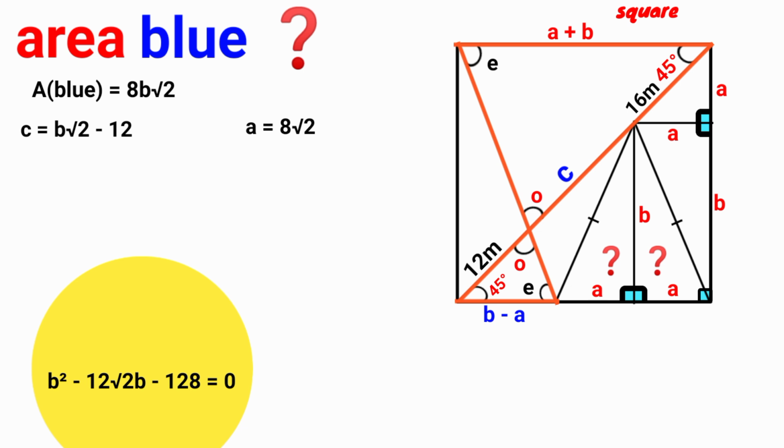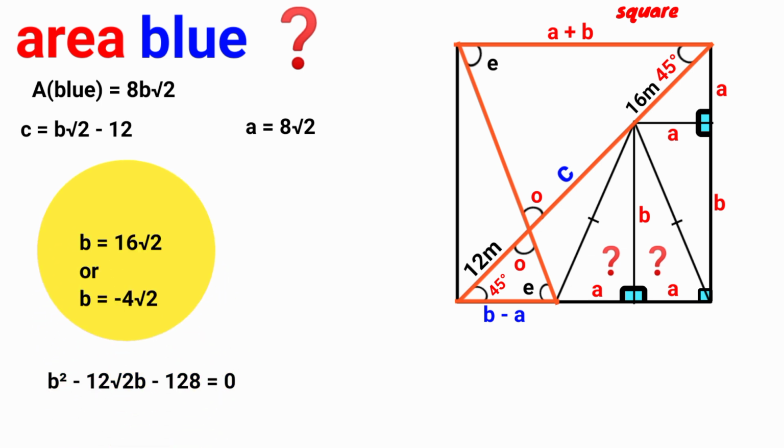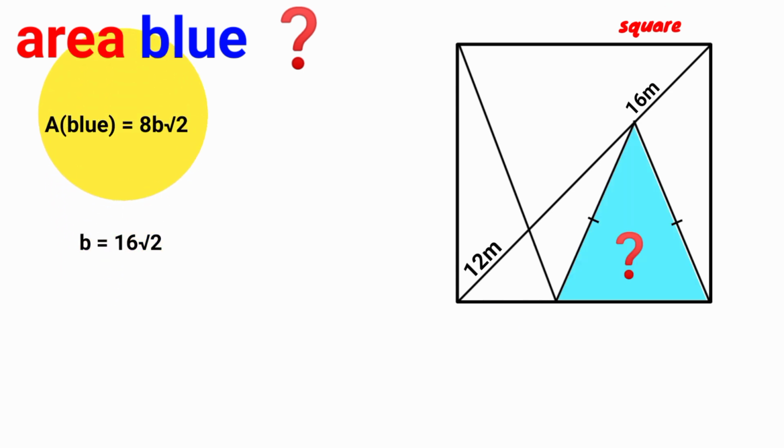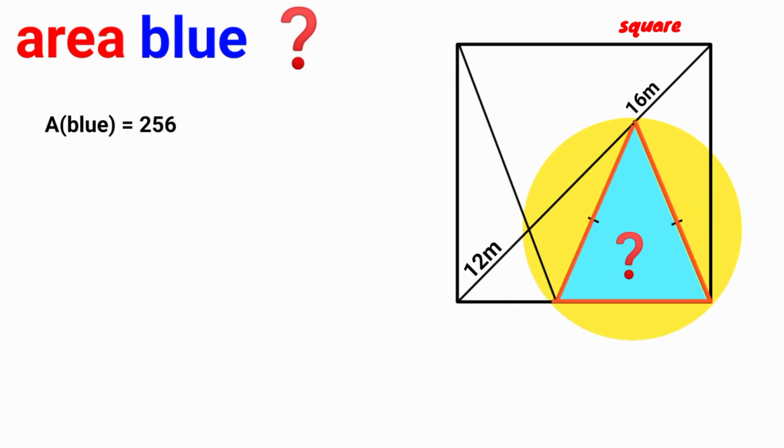This is a quadratic equation. If you solve using the quadratic equation formula, you'll get b equals 16 root 2 or b equals minus 4 root 2. B is the length of this side. It cannot be a negative number, so we don't want this. Therefore, b equals 16 root 2. Substitute here. Now area of blue equals 8 times 16 root 2 times root 2, which is 256. So the area of this blue triangle which you are asked to calculate is 256.